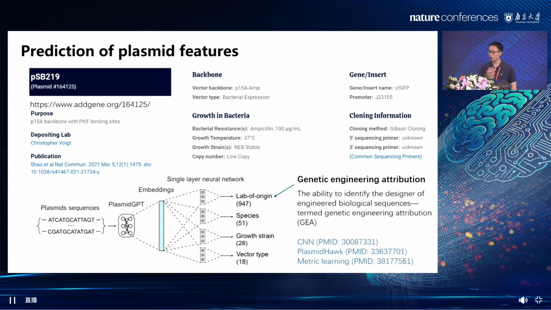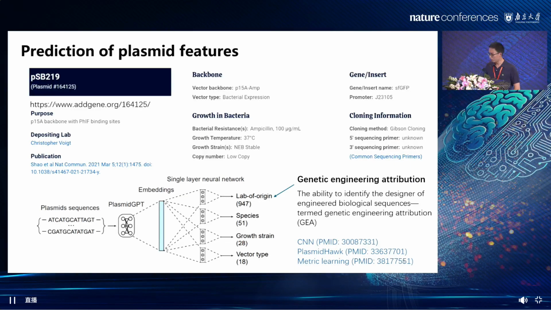So the next thing we want to do is some prediction tasks, whether we can predict some features for these engineered plasmids. If you look at the IDGene page for each plasmid, here I show an example from one of the plasmids that I have engineered. It shows which publication it comes from, and also what the antibiotic resistance marker is, and also what the growth strain is. So there is rich information there. So can we use our model to predict those features?